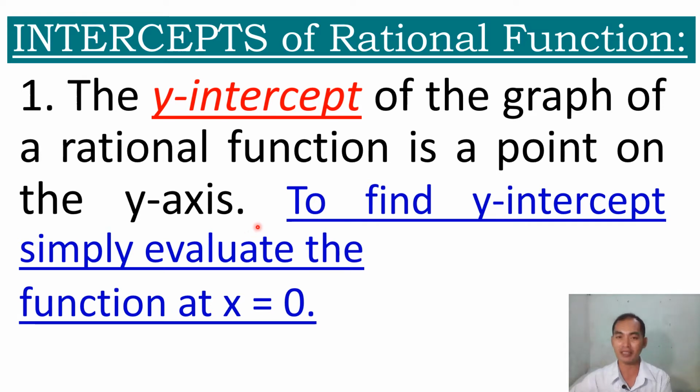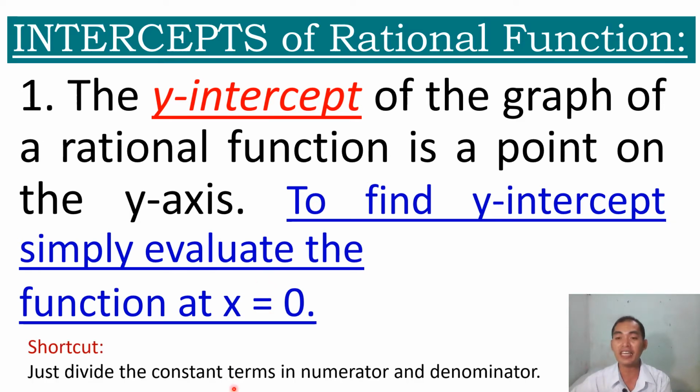Now, we have two ways on how to find the y-intercept. First, you simply evaluate the function when x is equal to 0. So, given yung x equals 0, solve for y. Whatever the value of y, that's the y-intercept. Or, just divide the constant terms in the numerator and denominator. Pag sinabing constant, walang variable. Kukunin nyo lang yung constant sa numerator kasama yung sign over the constant term of the denominator. Take note, constant term of the denominator. When you divide it, that's already the y-intercept.